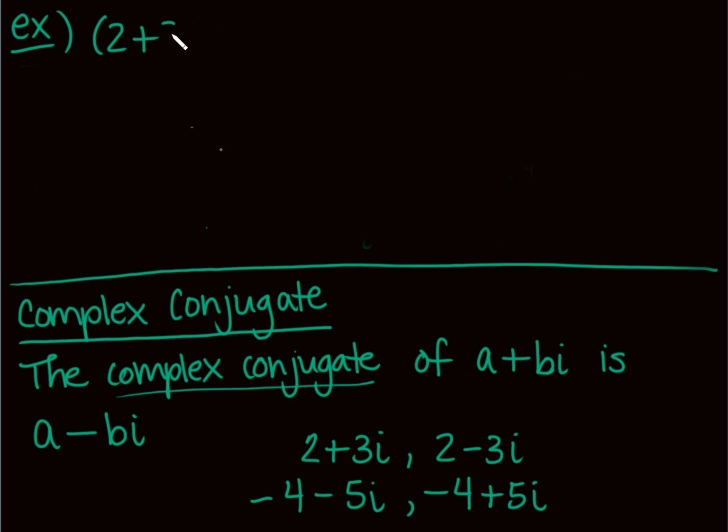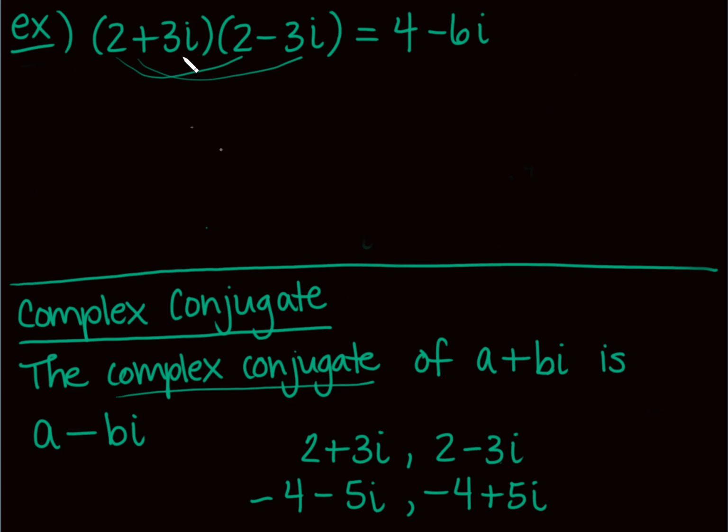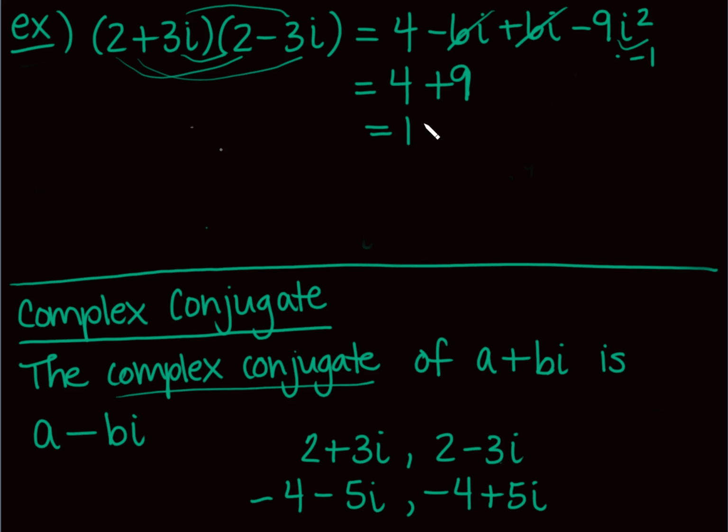If I take 2 plus 3i and multiply it by 2 minus 3i, I'm going to FOIL this out. I get 2 times 2, which is 4. My outside gives negative 6i. Inside I get a positive 6i. And my last is a negative 9i squared. So those middle terms cancel out. This is what's pretty cool. I get 4, and remember, i squared is negative 1, so I get negative 9 times negative 1, which is a positive 9. And my answer is 13.